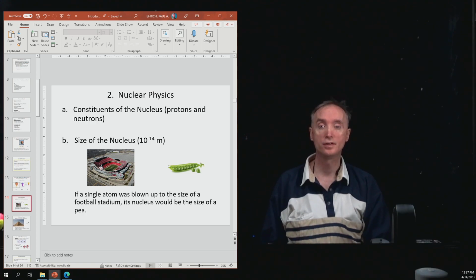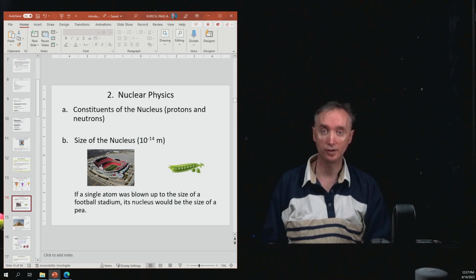Right, so the next thing that you need to know for the Unit 3 exam is going to be some properties of the nucleus. So this is called nuclear physics. So first, you should know that inside the nucleus are protons and neutrons. You should know that protons are positive, neutrons are neutral.